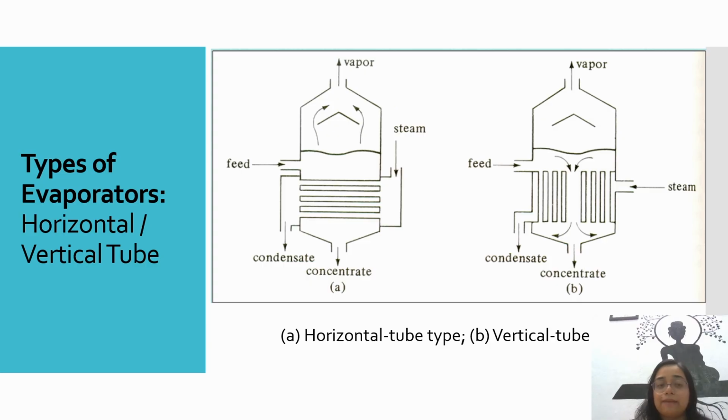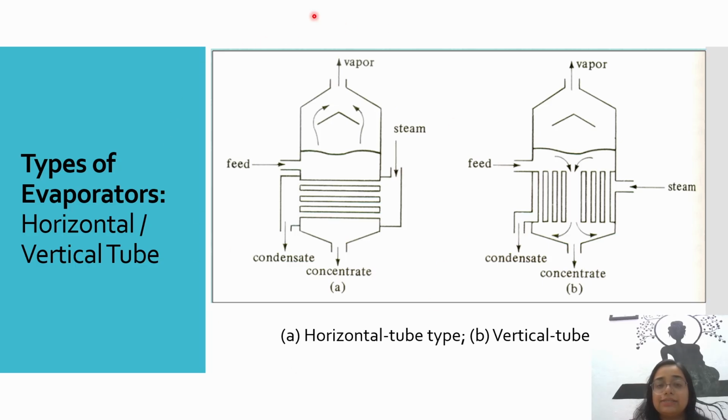So here we will discuss the types of evaporators. Mainly in this slide we will see that depending upon the alignment of the evaporator tubes, we are classifying them into two types. First one is the horizontal type, another one is the vertical tube type. In figure A, we can see that the evaporator tubes are aligned in the horizontal type. Whereas in the second figure, evaporator tubes are aligned in a vertical manner. So accordingly, we have classified them into two types: horizontal tube and vertical tube evaporator.